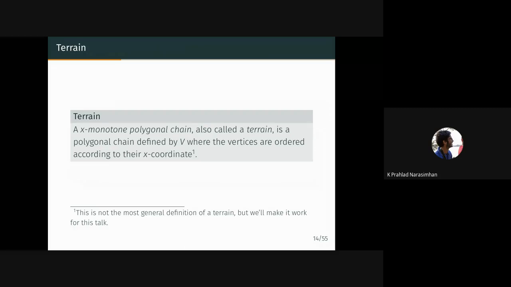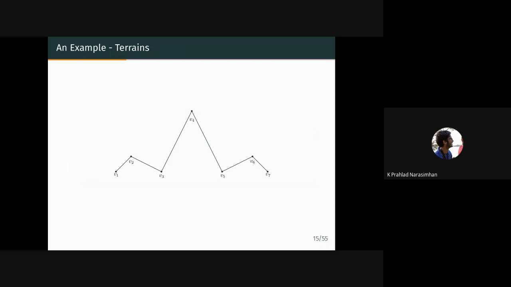Here's a fairly simple example. I have V1, V2, V3, V4, V5, V6, V7, and all of them are arranged such that their x coordinates are in order. This is how a terrain looks. I don't know why they named it a terrain, maybe because it looks like a mountain range or something. But names don't matter. It's just an idea of what a terrain is.